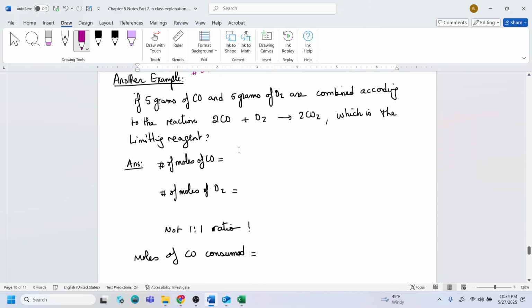Acetylene. Another example, if 5 grams of carbon monoxide and 5 grams of oxygen are combined according to this reaction, which is the limiting reagent?